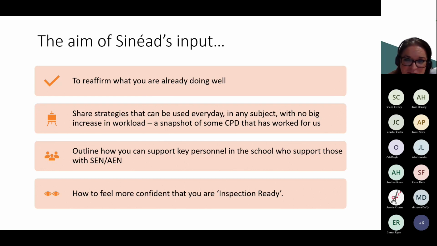And although I'm not a particular fan of the term inspection ready, because we know we do what we do to support our students, it's not just a tick the box exercise for potential inspections, but should you get notice of an inspection, you'll feel confident that you can articulate everything that you do to support students in your class.